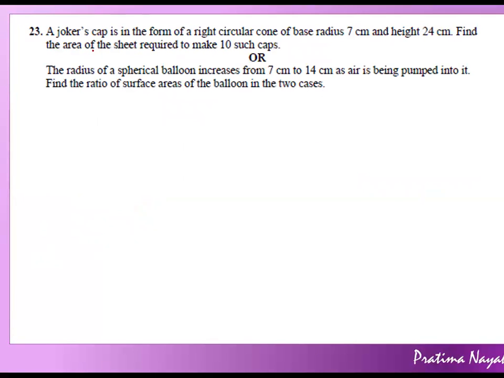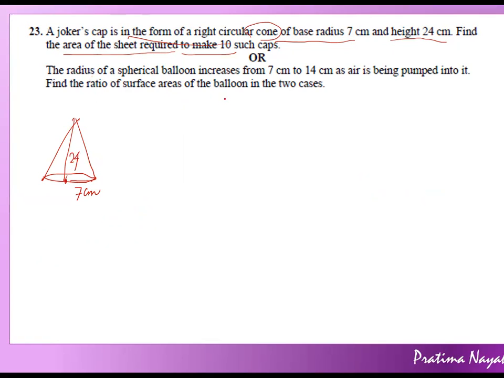Next is, a joker's cap is in the form of a right circular cone of base 7 cm, height 24 cm. Find the area of the sheet required to make 10 such caps. So you know that a cap is a shape of a cone. So right circular cone, base radius is 7 cm and height is 24 cm.